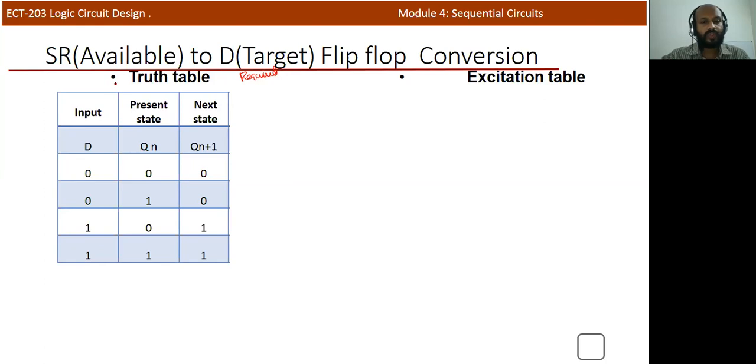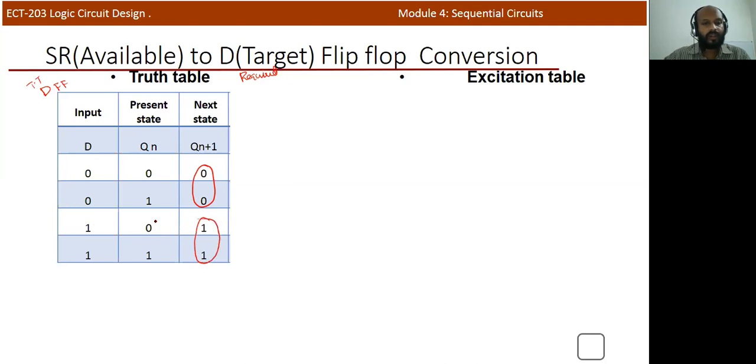So first we need to write the truth table of the D flip-flop. We already studied all these things, so I'll simply write this D flip-flop truth table. When the D input is 0, the next state will be 0 irrespective of the present state. And if the D input is 1, the Qn plus 1 output will be 1.